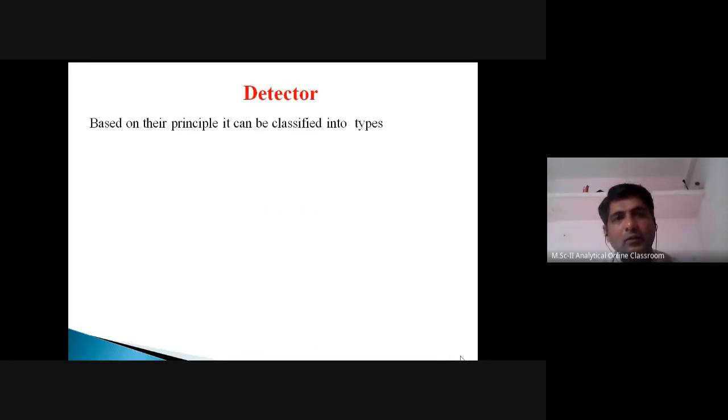Last time we saw the detectors. Just take a quick review on the detectors: what is meant by a detector and what are the properties of its classification.